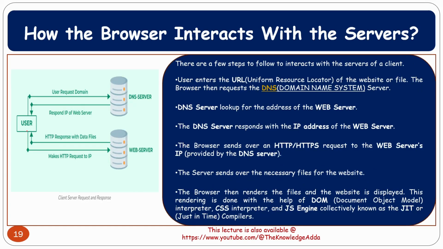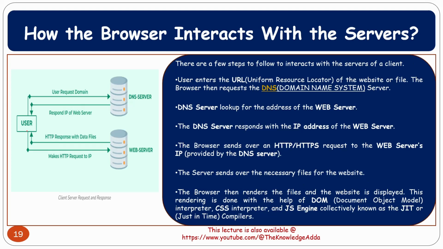Okay. Now, how does the browser interact with the server? There are a few steps to follow. The user enters the URL of the website or file. The browser then requests the domain name system server, and the DNS server looks up the address of that web server, and then the DNS server responds with the IP address of the web server. The browser sends over an HTTP request to the web server provided by the DNS servers, and the server sends over the necessary files for the website. The browser then renders the files and the website is displayed.